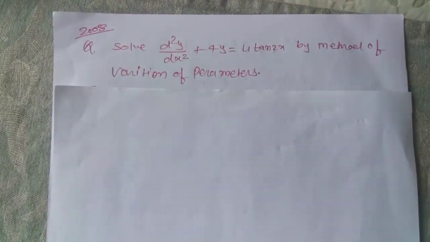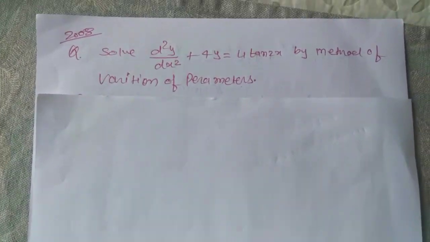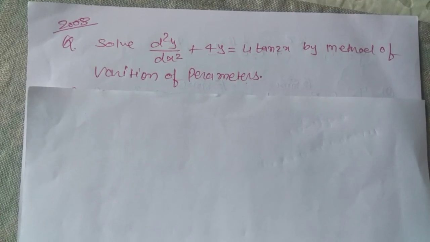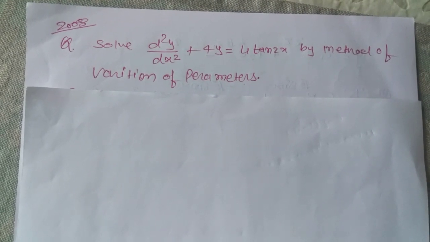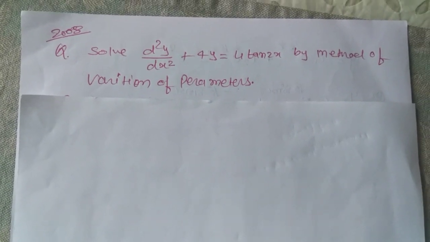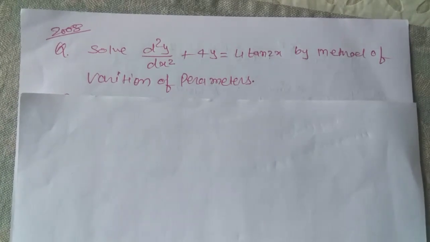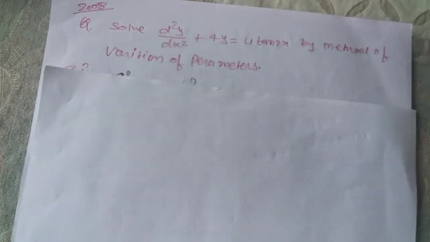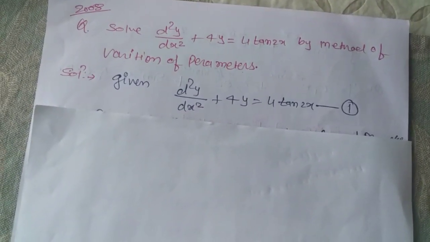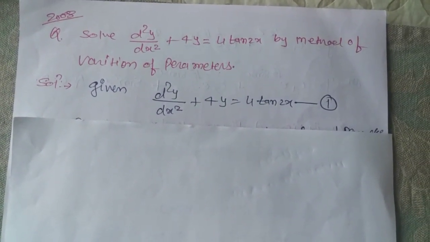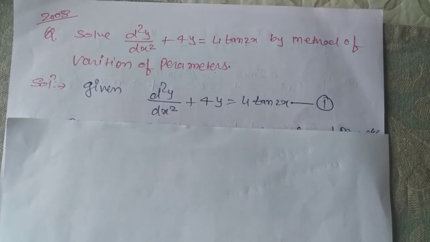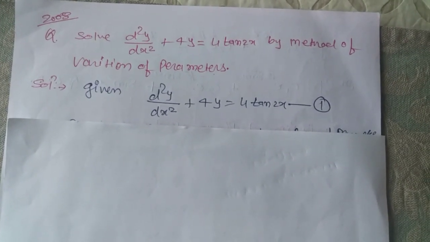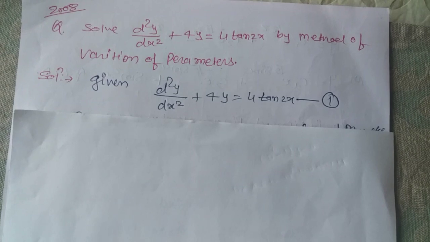Let's take another example. Solve d²y/dx² + 4y = 4 tan 2x by the method of variation of parameters. The given equation is d²y/dx² + 4y = 4 tan 2x, which is a second order linear differential equation.